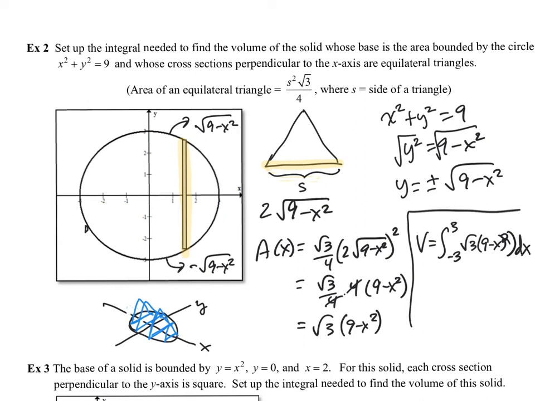And then I'm just going to simplify that a little bit more. I'm going to go ahead and pull this square root of 3 since it's a constant. Let's pull it out in front of the integral symbol. So we have v equals the square root of 3 times the integral from -3 to 3 of 9 minus x squared dx.